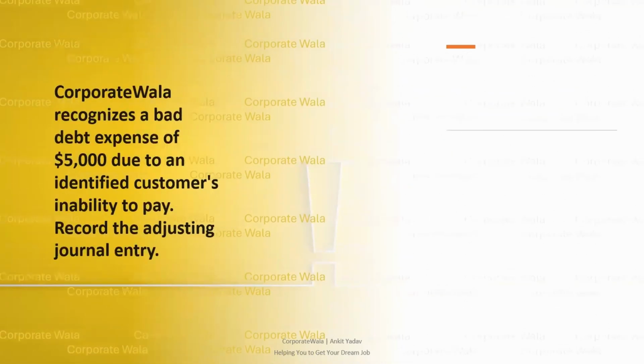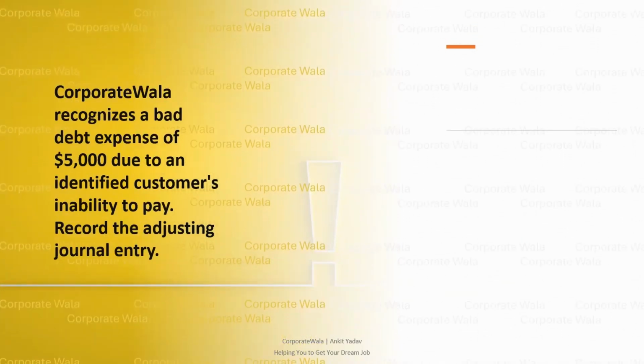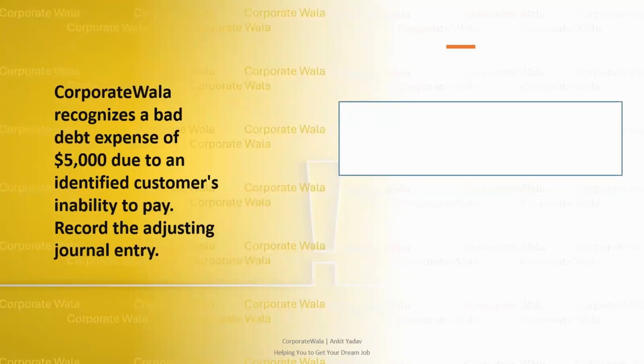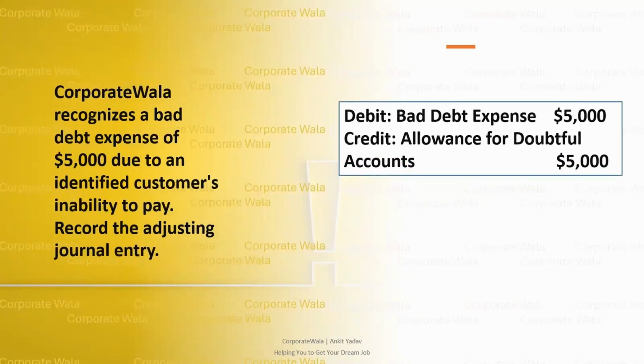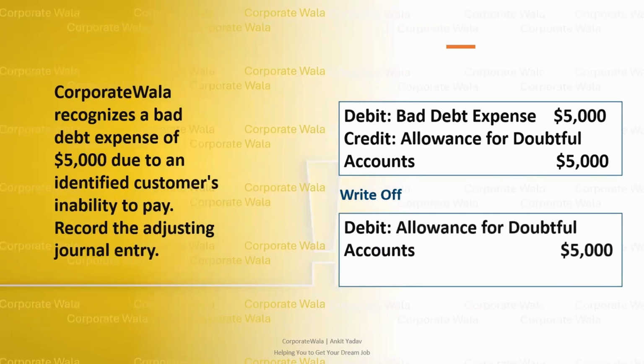Now let's talk about our next journal entry, which is: Corporate Wala recognizes a bad debt expense of 5,000 rupees due to an identified customer's inability to pay, and we need to record the journal entry. So what will be our journal entry in that case? We will book bad debts expense account debit to allowances for doubtful debts. And then when we write off this expense, what will be our journal entry? We will book allowances for doubtful debt account debit to accounts receivable account.